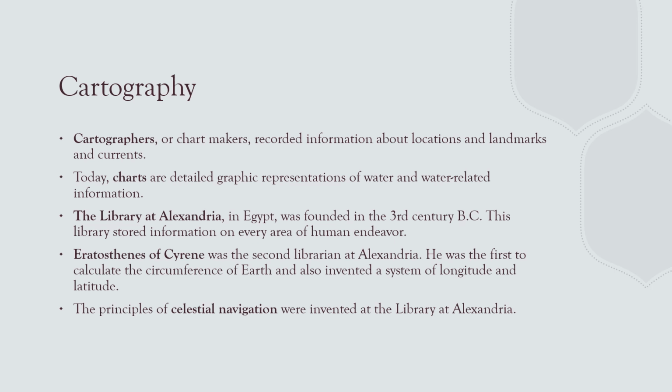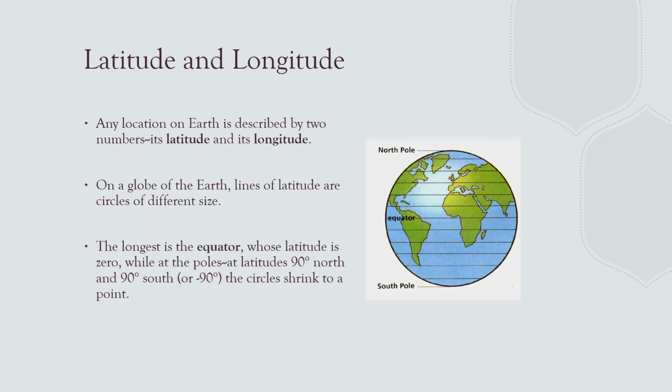Eratosthenes, we mentioned, calculated the circumference of the Earth. He invented the latitude and longitude system. He was a librarian. And then celestial navigation was invented at this library. So the library housed all these charts and all this ancient knowledge. It was lost. But latitude and longitude, latitude is the angular distance north or south of the equator.